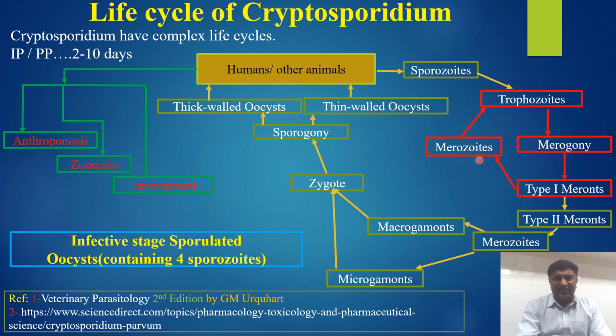So this is the life cycle of Cryptosporidium. What is the infective stage of this life cycle of Cryptosporidium? That is the oocyst containing the four sporozoites. One more thing that is very important related to the life cycle is that humans or other animals, you know, it is a zoonotic disease. So due to this, the infection spreads from humans, and anthroponosis and zoonosis take place, or even in the environment the feces spread, and that can cause infection to other humans or animals.